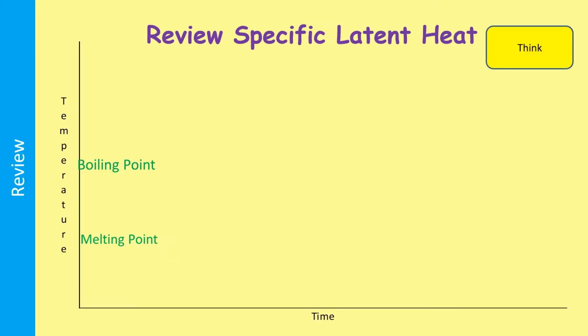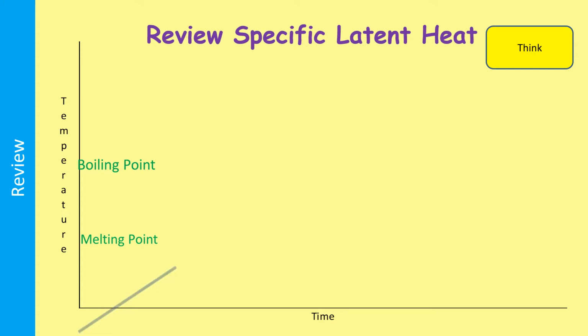Now, we've already looked at something called specific latent heat. We're going to move on now to look at something called specific heat capacity. Now, the two things sound quite similar, but they are actually very different. So it's important that we can tell the difference and be absolutely sure that we know which one we're referring to. Let's start by looking back at our work on specific latent heat.